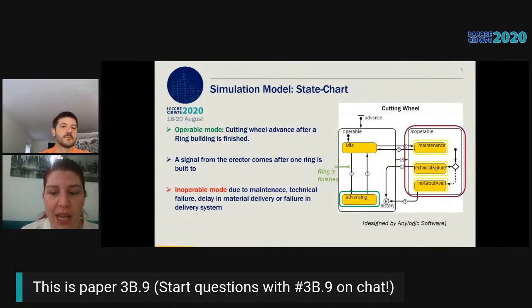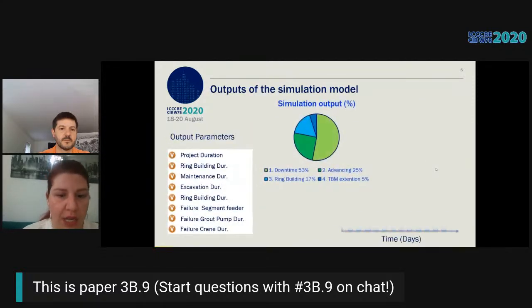For example, a cutting wheel agent designed in the AnyLogic software contains a state chart. It starts to advance when the ring building is finished and the required materials are available. And it goes to inoperable mode when the materials are not available or some maintenance or failures happen.